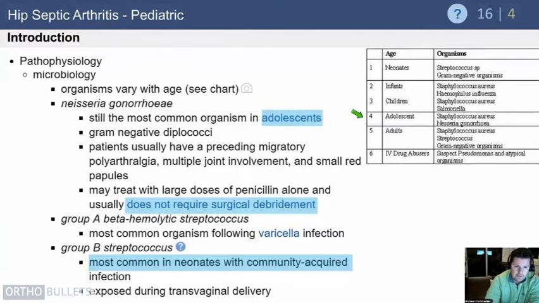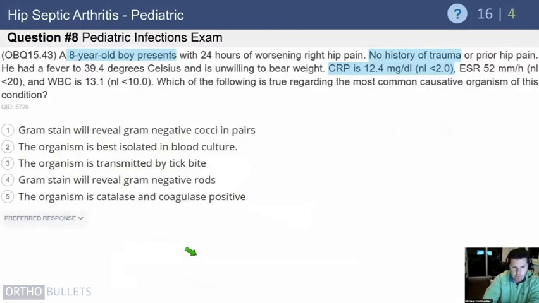Neisseria is the most common organism in adolescents as far as test-taking purposes, although clinically I'm not so sure that's always the case, but it certainly is the way, at least from a test-taking perspective. The reason they like to test it is because it's treated in a different way. Whereas septic arthritis for most organisms is treated with I&D, the key with Neisseria is you can try to treat this with antibiotics alone. And again, as I pointed out before, group B strep is the most common infection in neonates when it's community acquired. That's very different than if they're in the hospital getting a number of procedures.